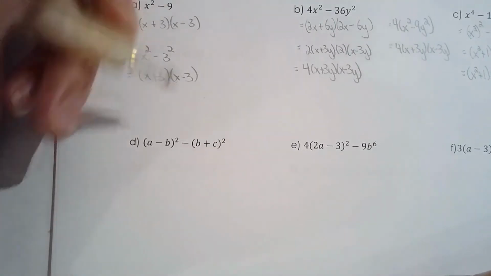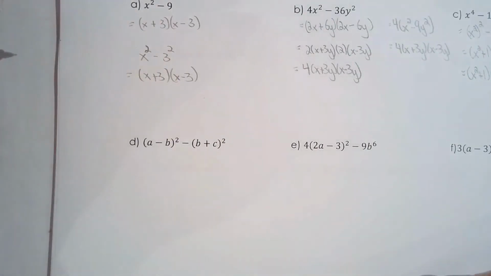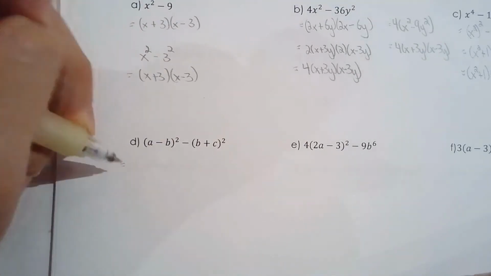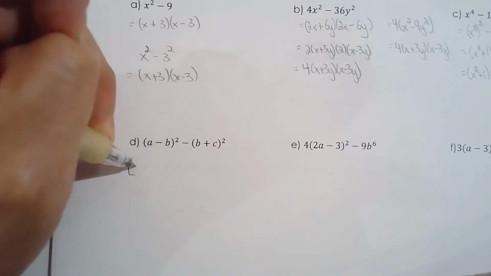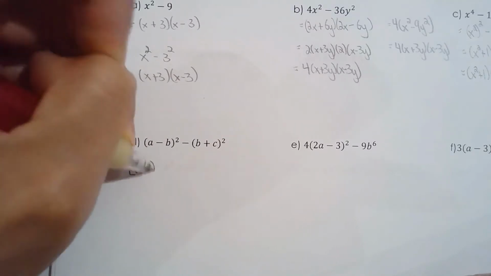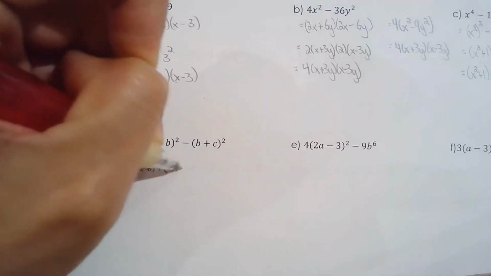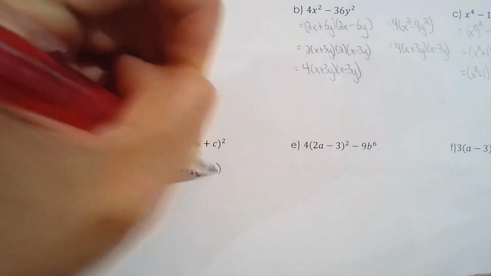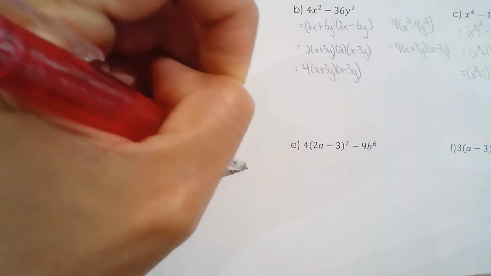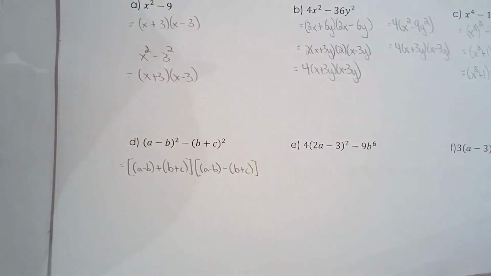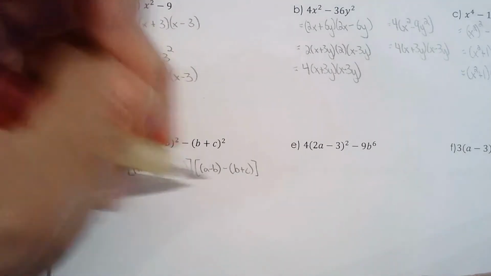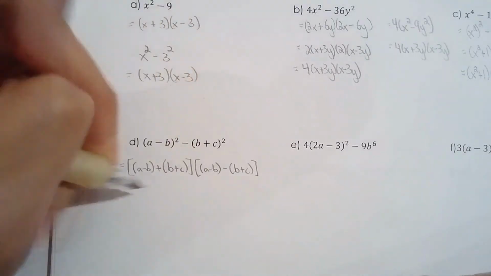Okay? All right. Let's do this one, D. Now I know it looks a little weird, but this is a difference of squares, right? Let's write our conjugates here. A minus B plus B plus C, times A minus B minus B plus C. Right there. Okay? Those are the conjugates. But of course you can simplify, right?